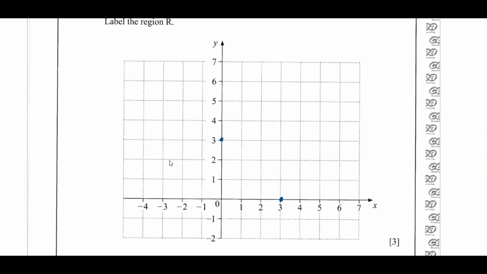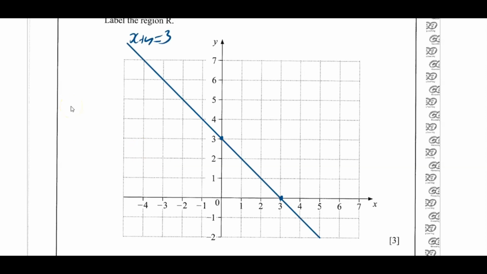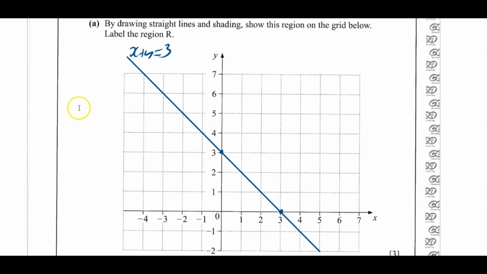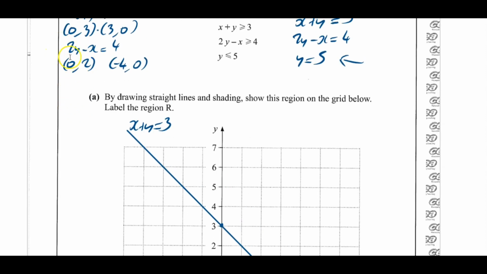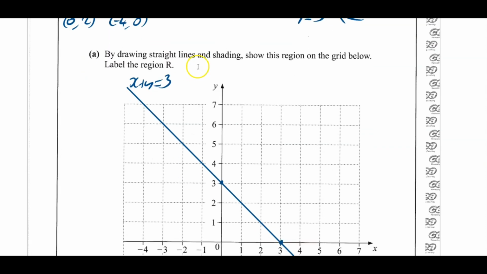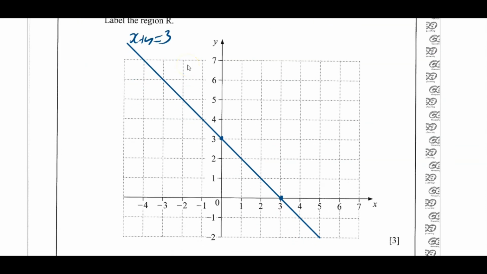So I'm going to pause the video and then draw that line. It's not easy to draw on this thing. Okay, so you can see my first line is x plus y equals 3. I'm going to draw my next line, which is 2y minus x equals 4, and it goes through 0, 2 and minus 4, 0. So I'll mark on 0, 2 first of all, and minus 4, 0. I'll pause the video and then draw that line on.